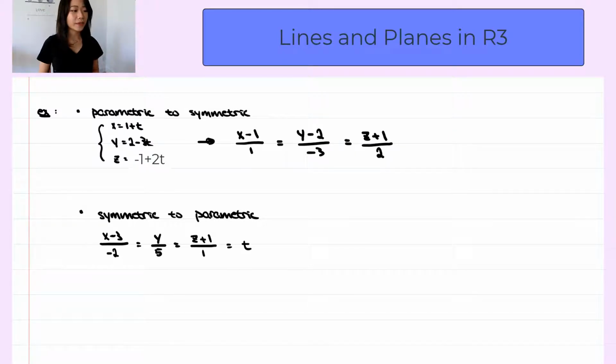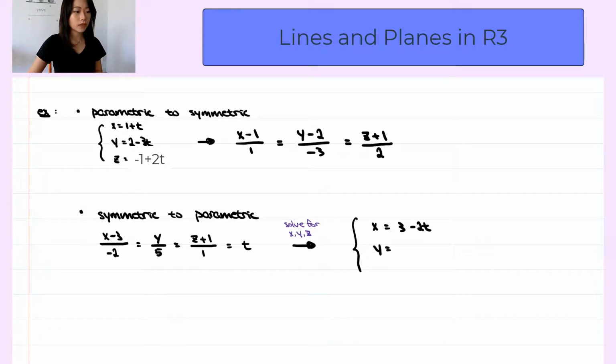In the second example, the line is given in symmetric form. We want to rewrite that in parametric form. To do that, we are going to solve for x, y, and z. Then, for x, we get x equals 3 minus 2t, and y equals 5t, and z equals negative 1 plus t.